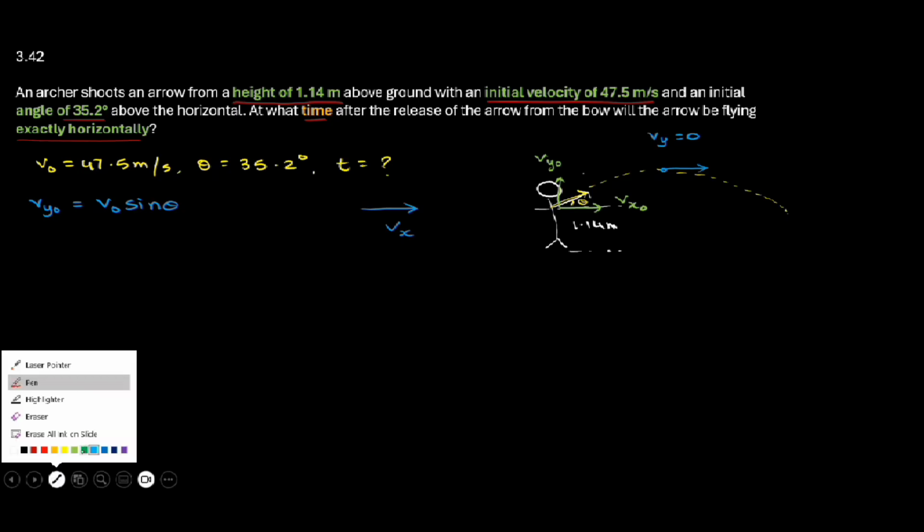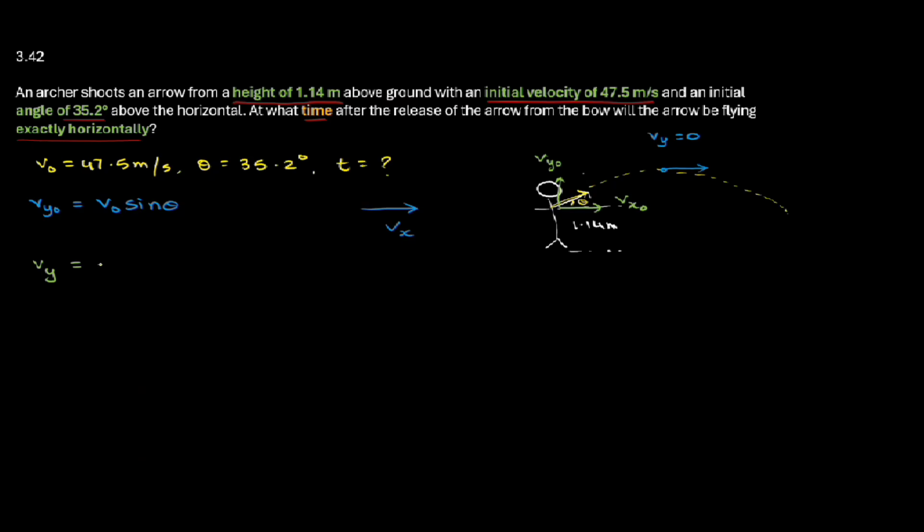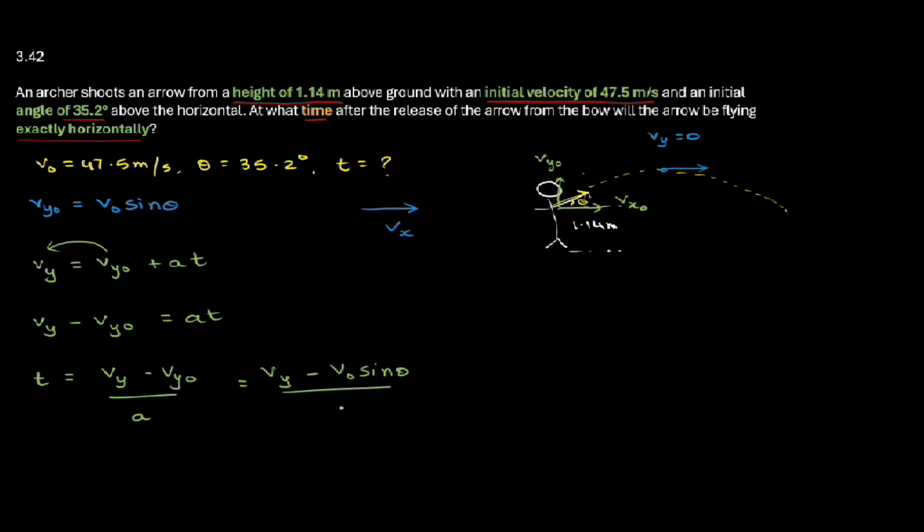So let's use the equation for velocity. V final equals V initial plus A into t. I need to find the time t, so we will rearrange the term. I will move V initial to the other side, so we get Vy minus Vy0 equals A into t. Divide by the acceleration, so you get the time t to be equal to Vy minus Vy0 over A, which we get as Vy minus Vy initial, which is V0 sine theta, divided by A.